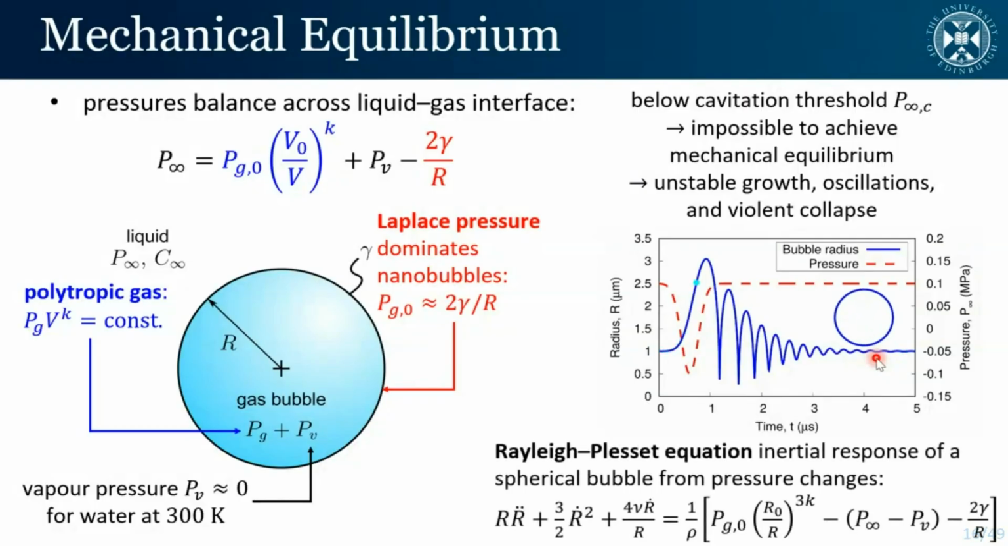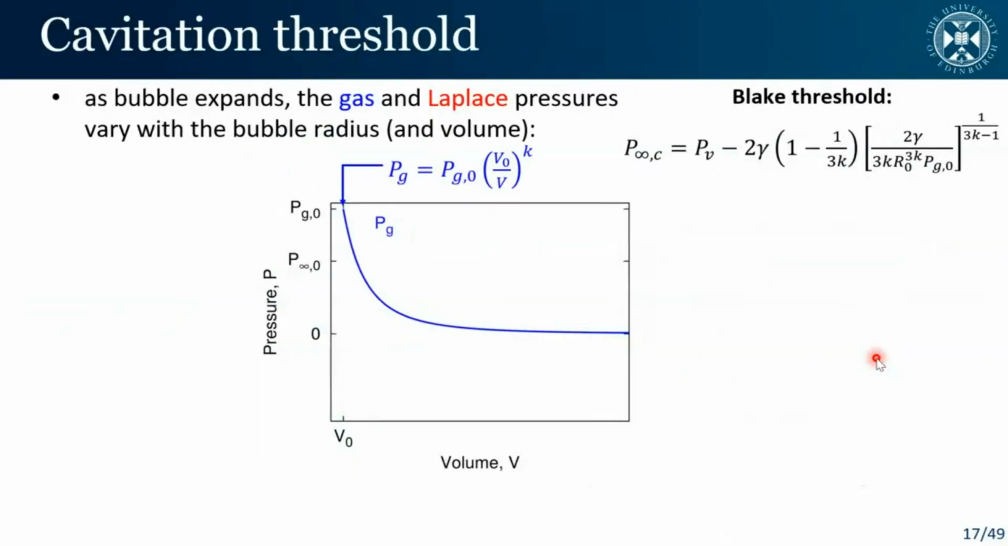And this can actually be predicted by another one of the most famous equations of cavitation, the Rayleigh-Plesset equation, which captures the inertial and viscous response of a spherical bubble to these external pressure changes. As a quick introduction of where this cavitation threshold comes from, we can obtain the Blake threshold by looking at the Rayleigh-Plesset equation and taking all the time derivative terms to zero. Or we can look at this graph and perhaps give a bit more intuitive explanation of what's occurring here.